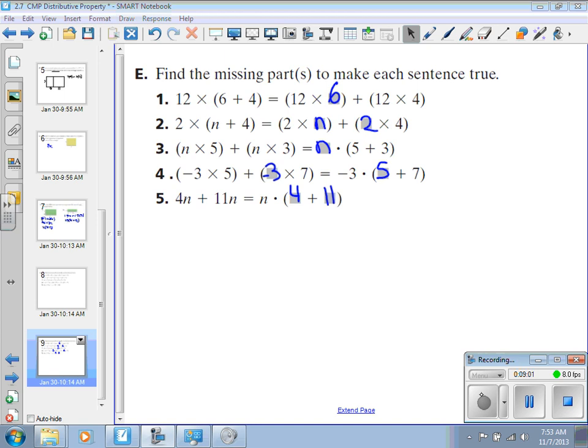Number 4, negative 3 times 5 plus negative 3 times 7, because negative 3 is being multiplied by the 5 plus 7. So in the last box, we get the positive 5. Number 5, we have 4n plus 11n. n is the multiplier in both of those cases. And in the parentheses, we get the 4 and the 11.